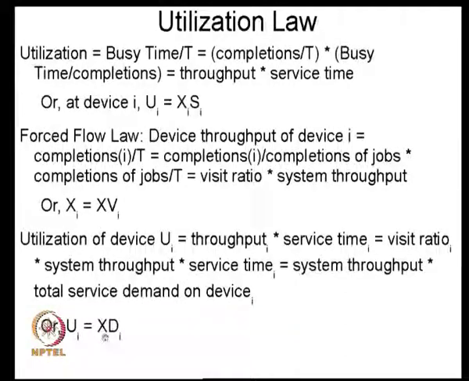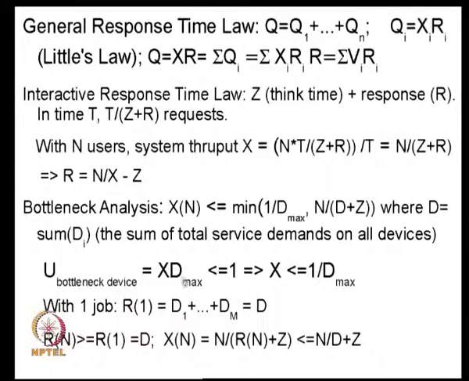The one with the largest demand is the one who is going to set the stage for everybody else. Since utilization cannot be more than 1, X has to be less than or equal to 1 by D max. That is why the throughput of the system will definitely be equal to or less than this. There is one more bound which comes from the interactive case.